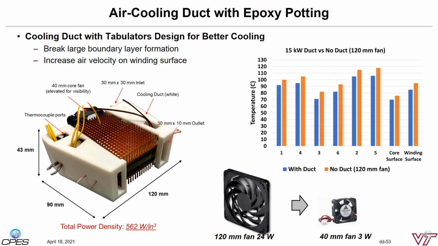This page shows the 18 kilowatt transformer with a 3D printed optimized cooling duct for winding cooling. There is over 10-degree temperature improvement compared with the results without the duct. The fan can be reduced from the previous 120 mm 24-watt fan to just 40 mm 3-watt fans. In this prototype, two transformers are put side by side, and both are cooled effectively. The power density is over 560 watts per cubic inch, a big improvement compared with the commercial high-frequency transformer solution.